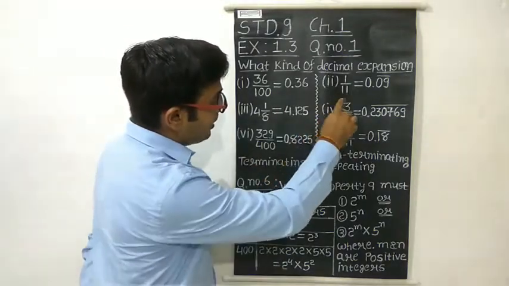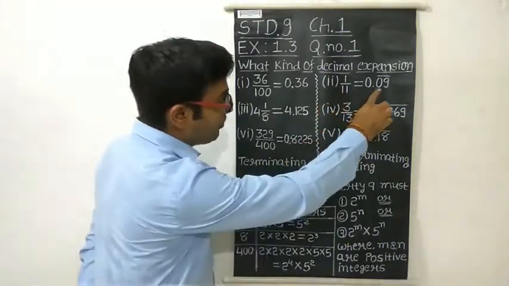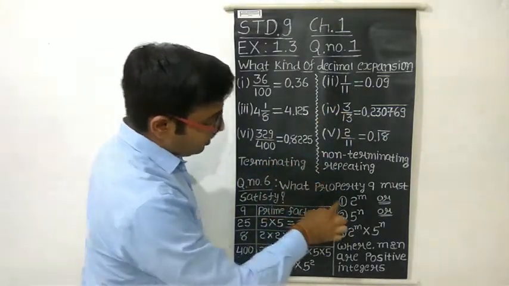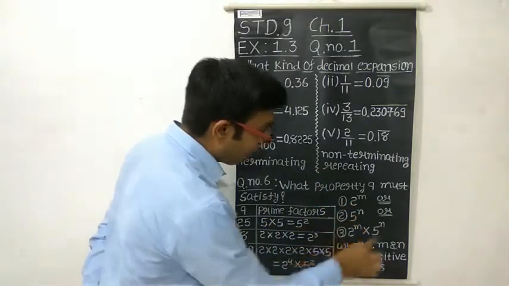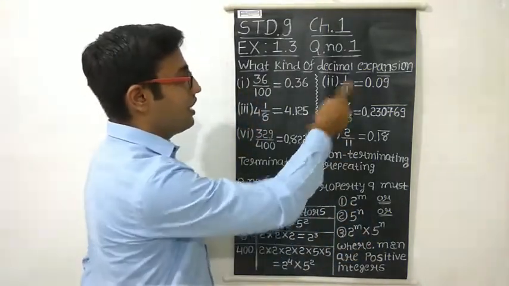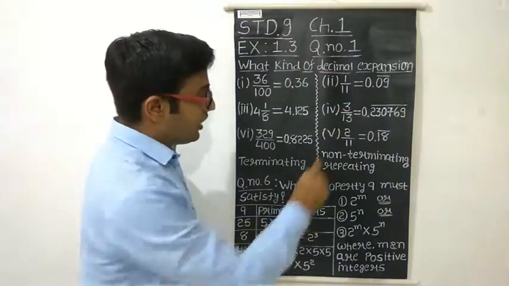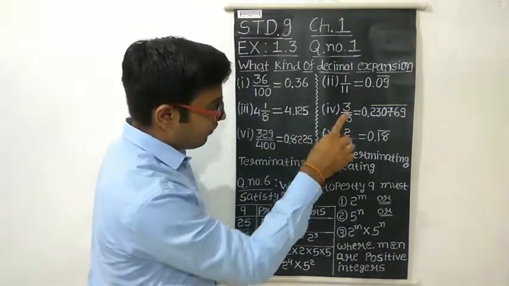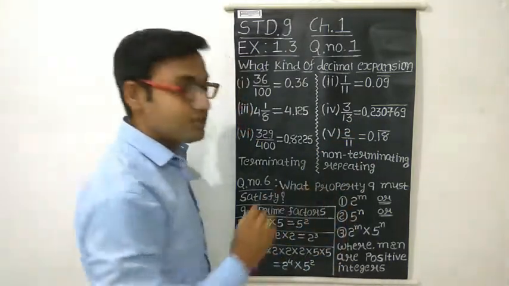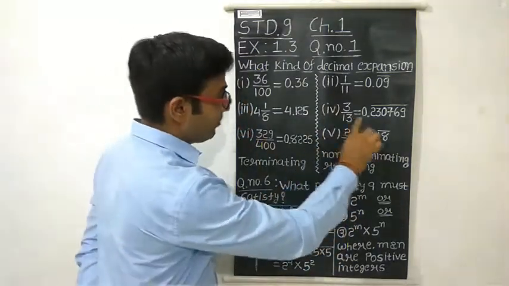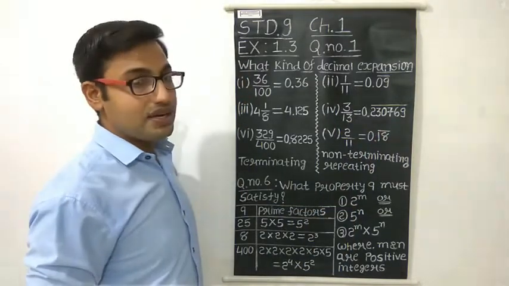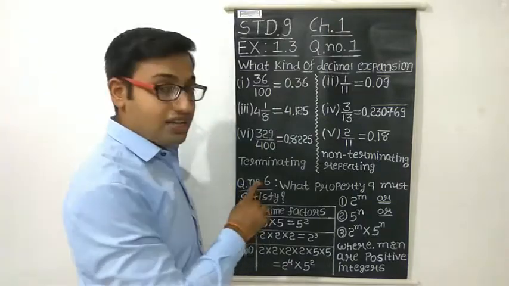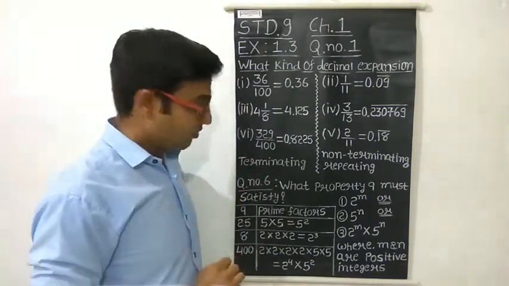So here you can see that this 11 has a non-terminating decimal expansion and its prime factorization is not in the form of this or this or this. That is why it is a non-terminating decimal expansion. Again, here the denominator is 13. It does not have a prime factorization in the form of either this or this or this. That is why it also has a non-terminating decimal expansion, right? So now you understand this question and its answer, right?